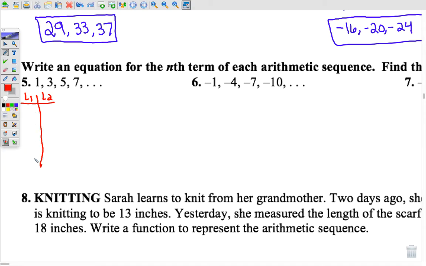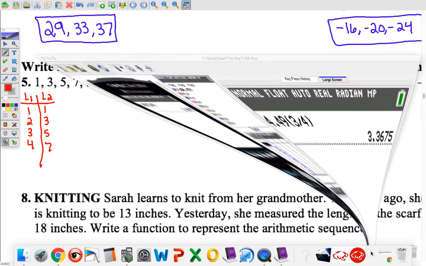Your L1, you always put how many numbers do we have? So we have 1, 2, 3, 4 numbers. So 1, 2, 3, 4 numbers. In L2, we put down what those 4 numbers are. So we have 1, 3, 5, and 7. So we're going to put this in stat edit, and we're going to get our equation. So I'm going to pull up my calculator.